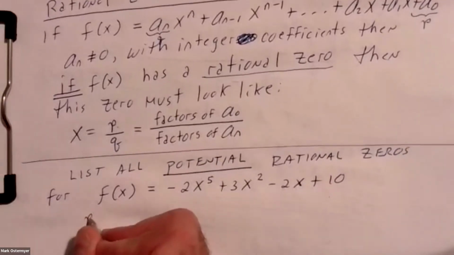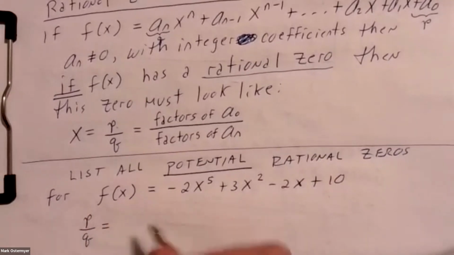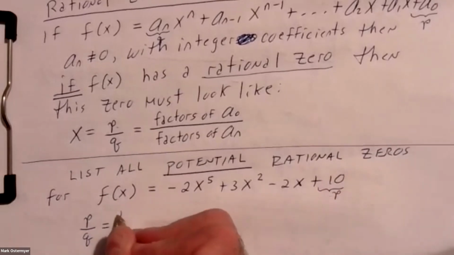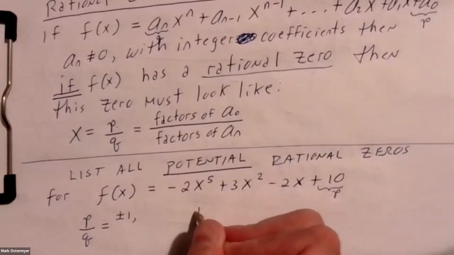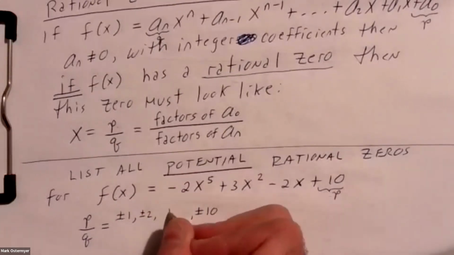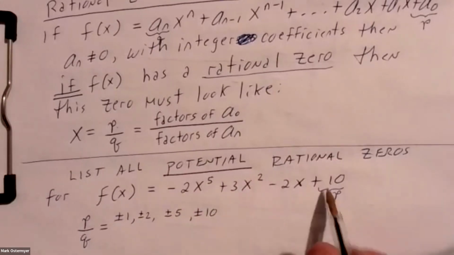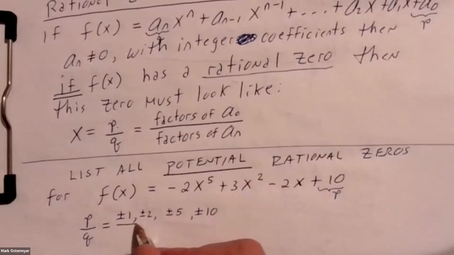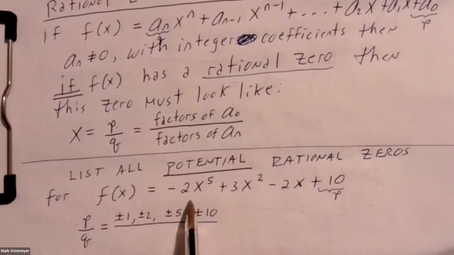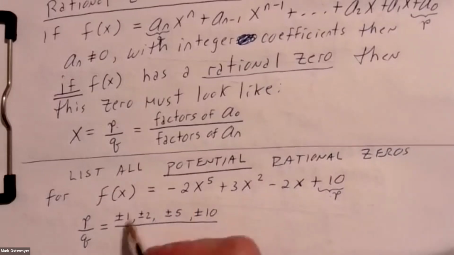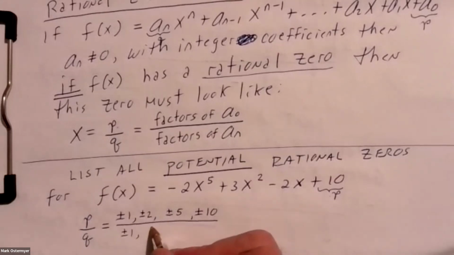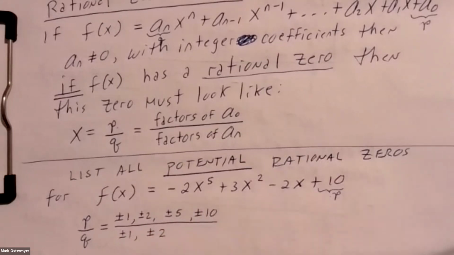The zeros have to be of the form P over Q. P must be factors of the constant term 10 out here. What are factors of 10? Positive negative 1, positive negative 10, positive negative 2 multiplied by positive negative 5. Those are factors of the positive 10, the constant term at the end there. Divided by Q. Q must be all factors of the leading coefficient, which is negative 2. That would be positive negative 1 and positive negative 2, or we just say positive negative 2 generically.